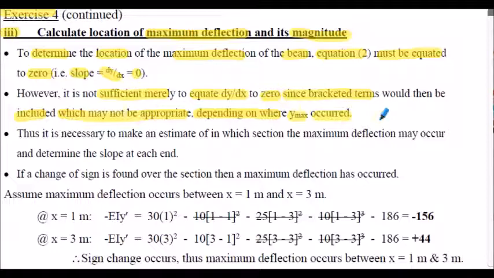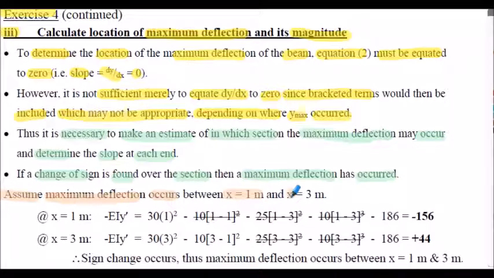So we need to be careful which brackets we include in our calculations. It's necessary to make an estimate as to in which section the maximum deflection of the beam may occur, and then determine the slope at each end of this section. If a sign change is found over the section, then a maximum deflection has occurred within that section of the beam.